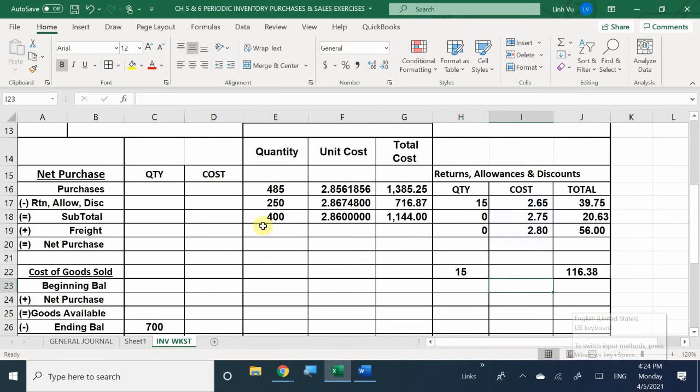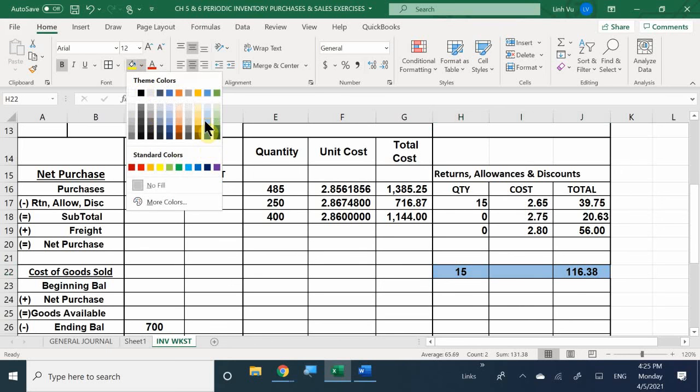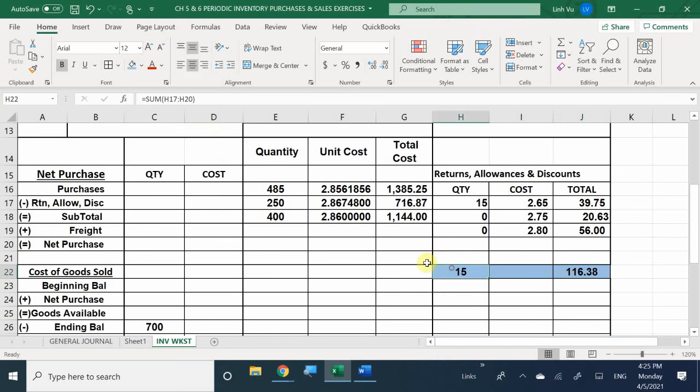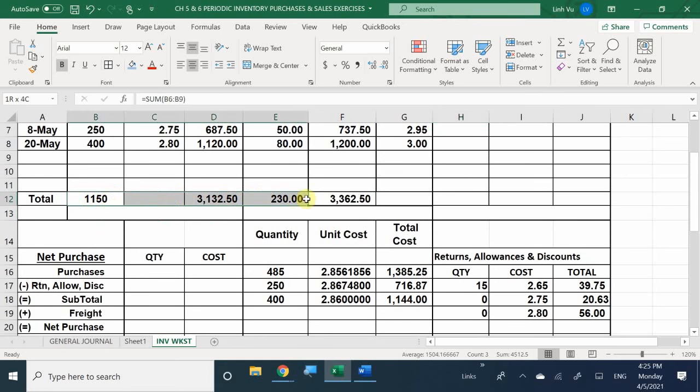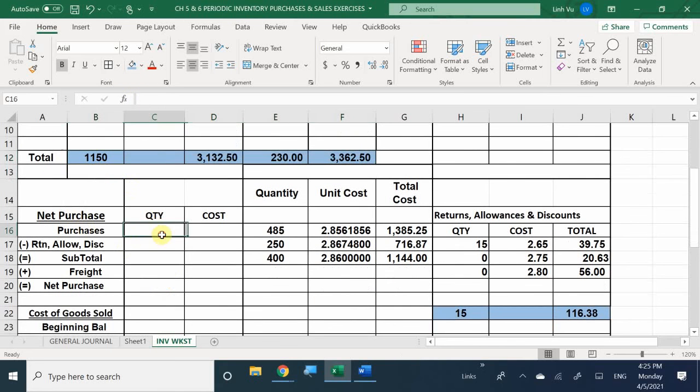$116.38. Now I'm going to highlight this so you guys can separate what my totals are. I'm going to highlight it to a nice blue color. Okay, so that's my total here. And let's go ahead and highlight this one too, just so you know these are totals. Okay, so let's go ahead and solve for my information here.